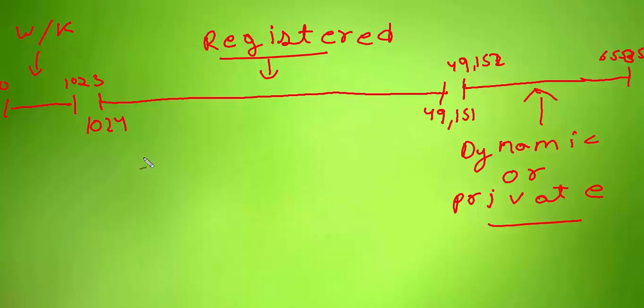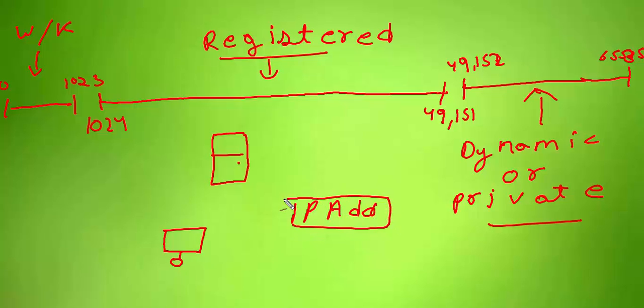So let's say this is a server and your client PC created a connection with IP address. So now the second identifier is port number.